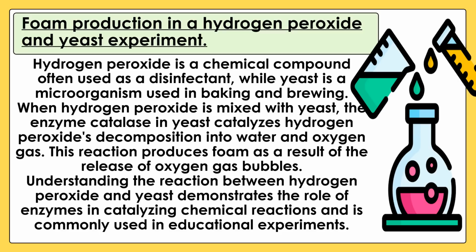Foam production in hydrogen peroxide and yeast experiment. Hydrogen peroxide is a chemical compound often used as a disinfectant, while yeast is a microorganism used in baking and brewing. When hydrogen peroxide is mixed with yeast, the enzyme catalase in yeast catalyzes hydrogen peroxide's decomposition into water and oxygen gas. This reaction produces foam as a result of the release of oxygen gas bubbles.